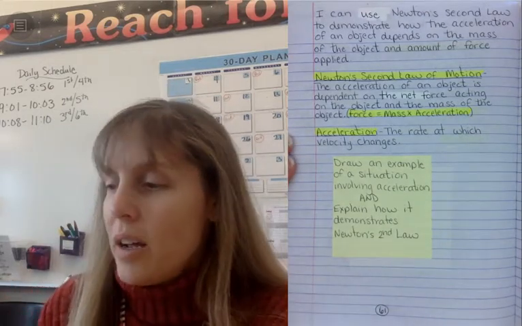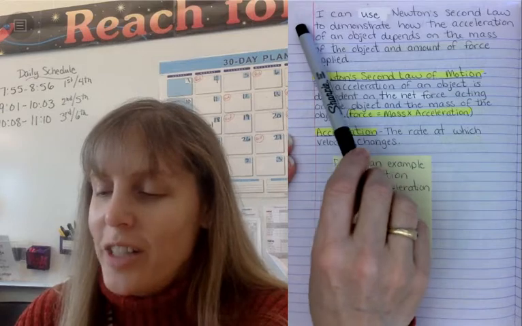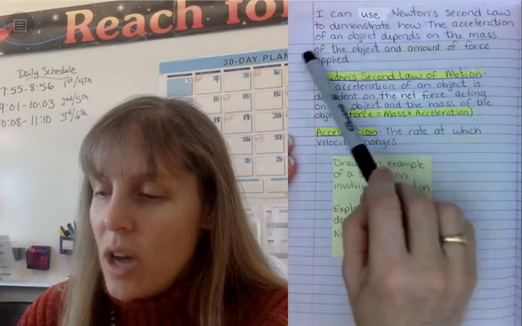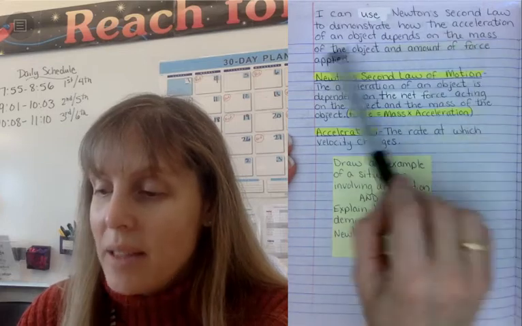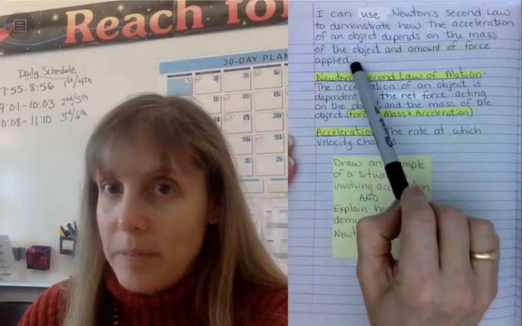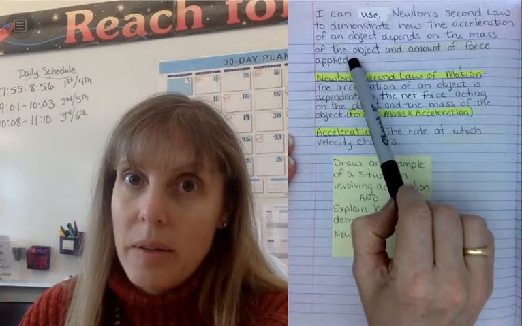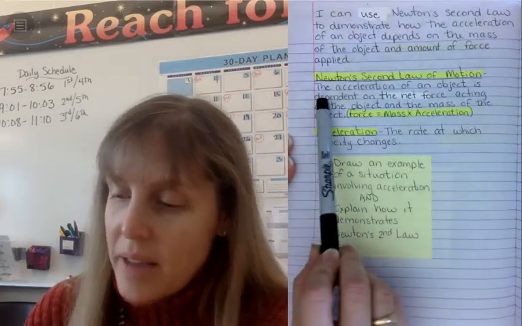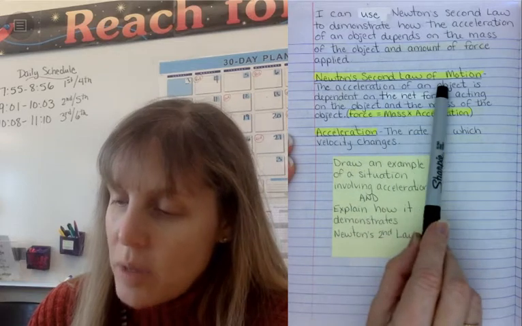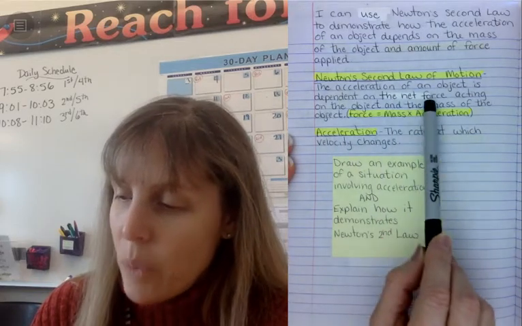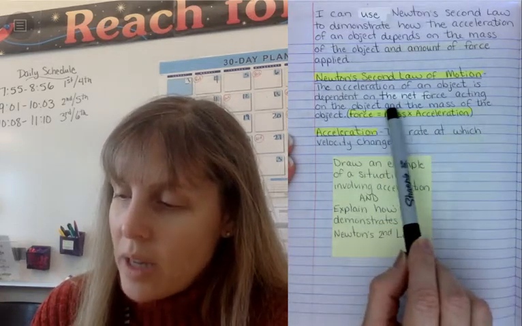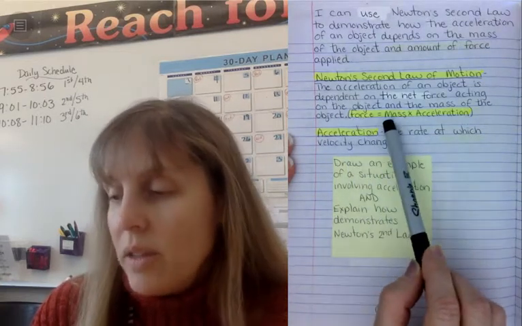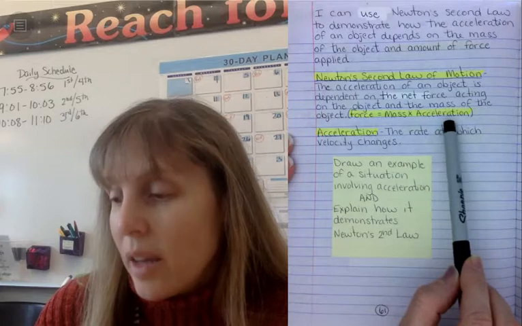Our next learning target is I can use Newton's second law to demonstrate how the acceleration of an object depends on the mass of the object and the amount of force applied. Wow, that's a lot. So here's what Newton's second law of motion says. It says the acceleration of an object is dependent on the net force acting on the object and the mass of the object. It means that force is equal to the mass times the acceleration.